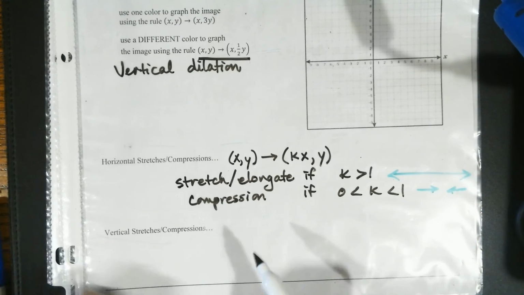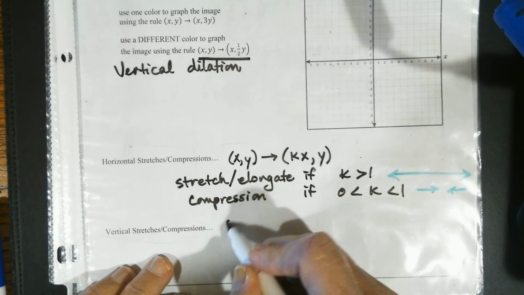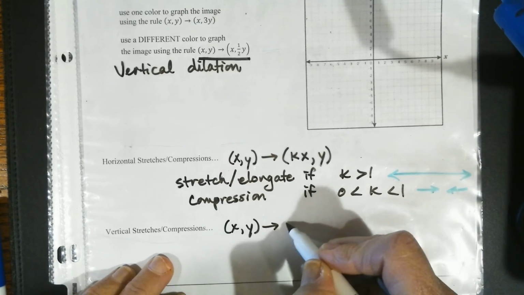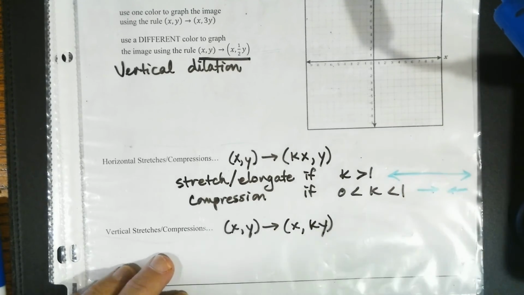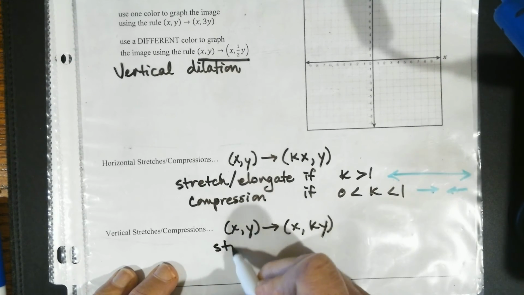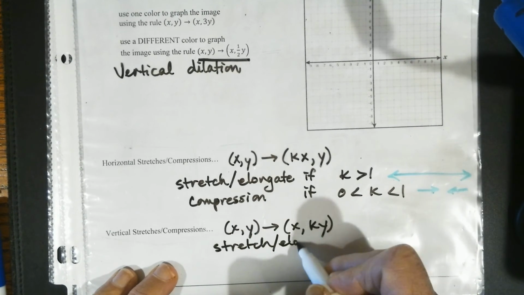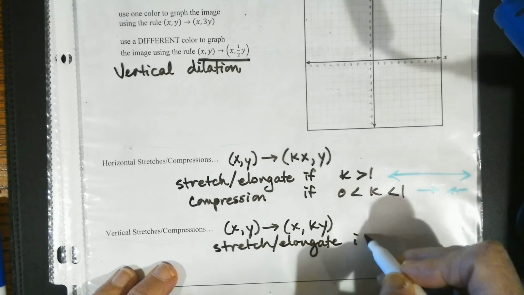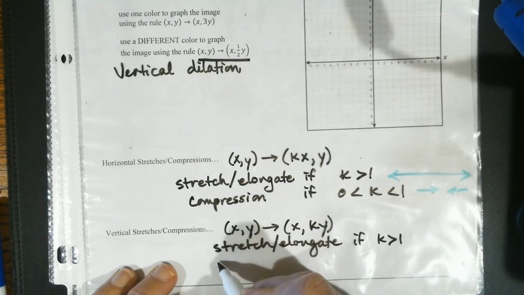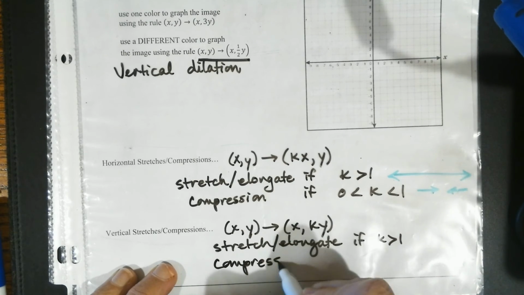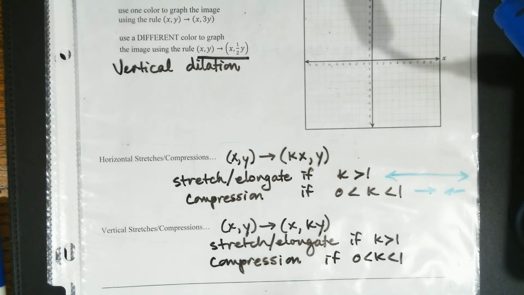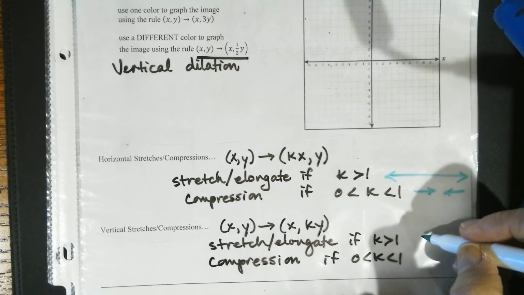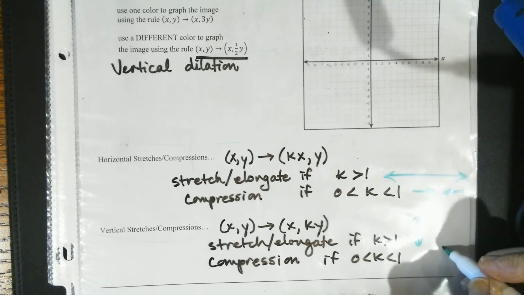Stretch or shrink. And then a vertical one, again, you take all your x and y's, and you're only affecting the vertical. So now your scale factor is only multiplying the y. So you're going to stretch or elongate if k is greater than 1, and same rule, it's compression if 0 is less than k is less than 1. And because of these pictures here, it'll stretch this way, or it will shrink this way.